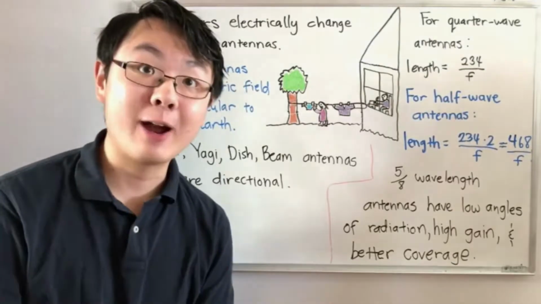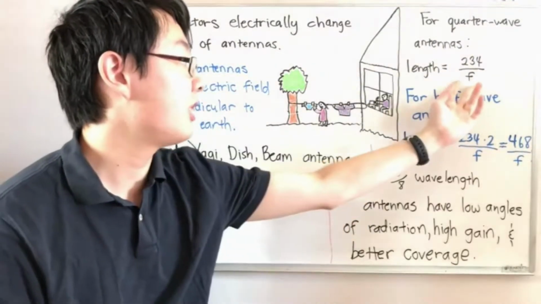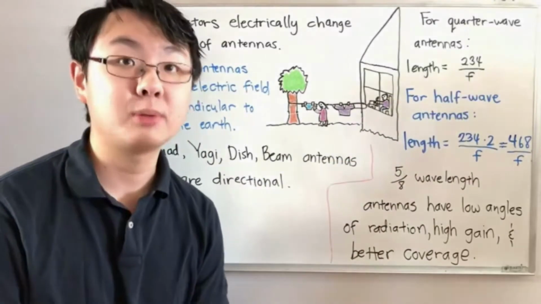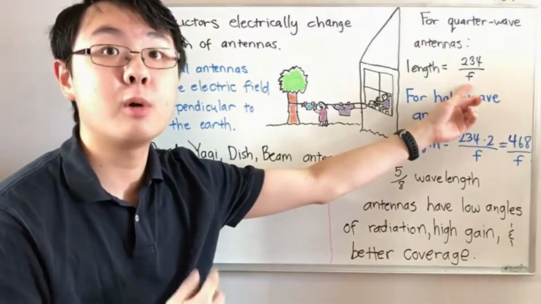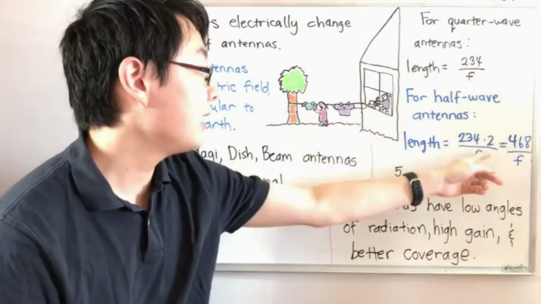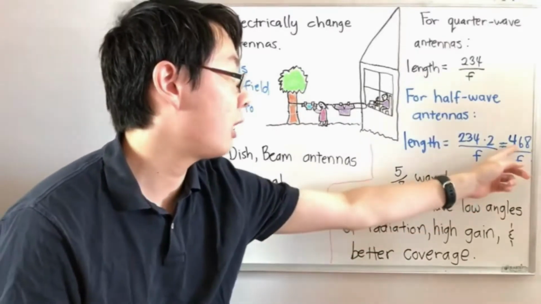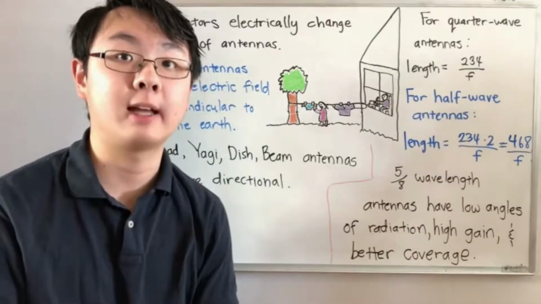All right, so for half wavelength antennas, what you do is you basically use the same equation here, but you multiply the quarter wave number by 2. And if you apply this to the equation, you get the equation 468 divided by frequency, and that's what you do for half wavelength questions.